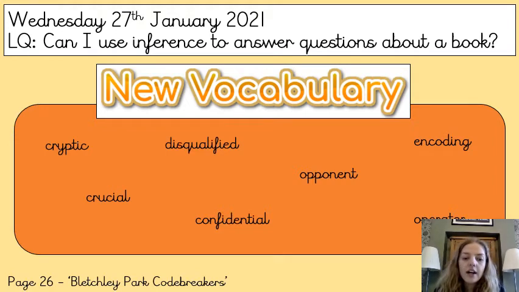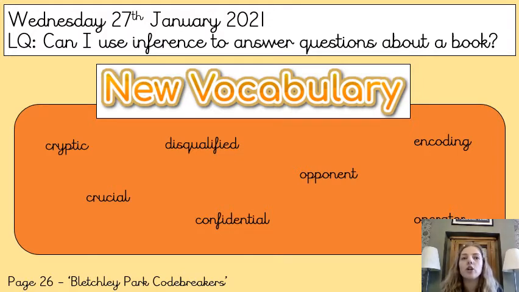Disqualified. Disqualified means that you've been told that you've got to step back from taking part in something because of something that you've done. Okay, so you could say that the football team was disqualified for foul play. So that would mean that they weren't following the rules, so then they got told that they weren't able to participate with the activity anymore.